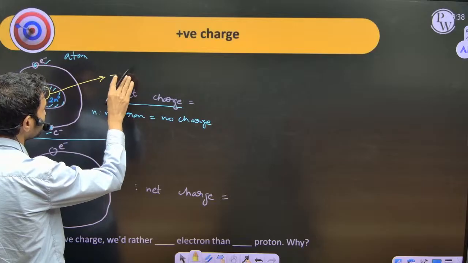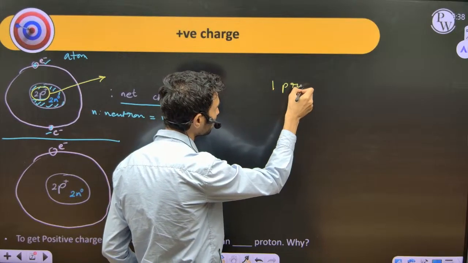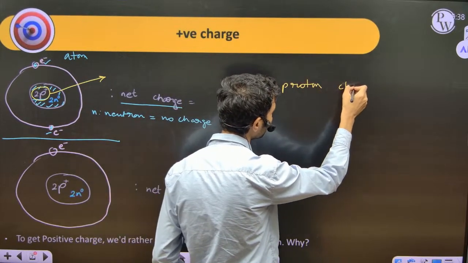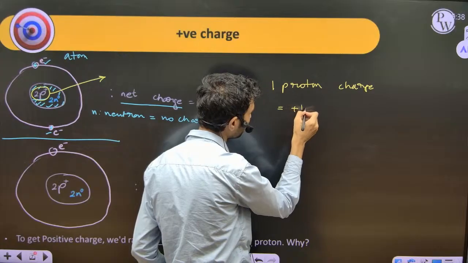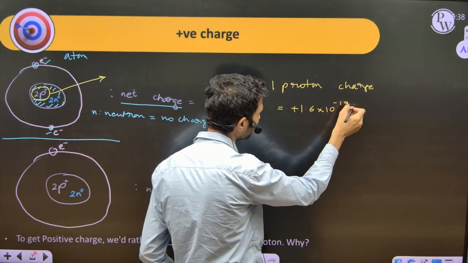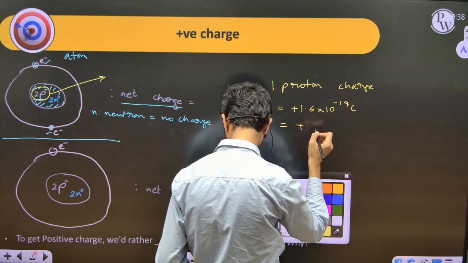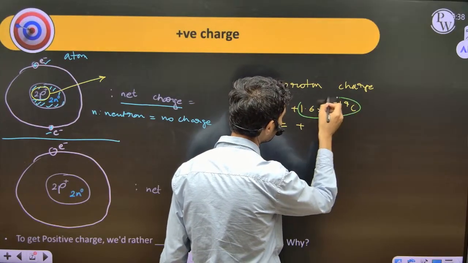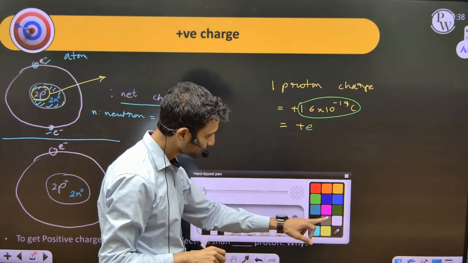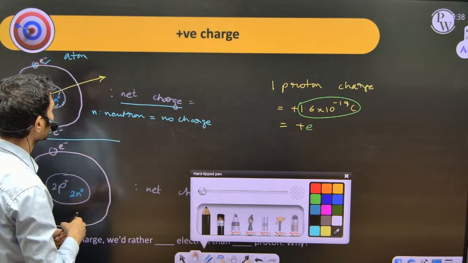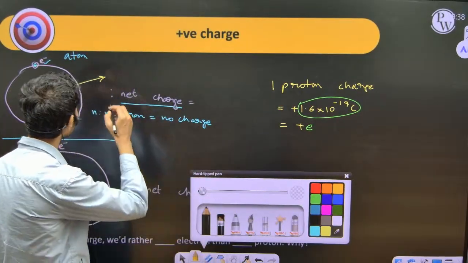So see, one proton's charge will be how much? Plus 1.6 into 10 raised to the power minus 19 coulomb. How much is this value again? You remember this value is e. So one proton's charge is plus e. So how much charge will two protons have, kids? One proton has got plus e, so two protons will have 2e.